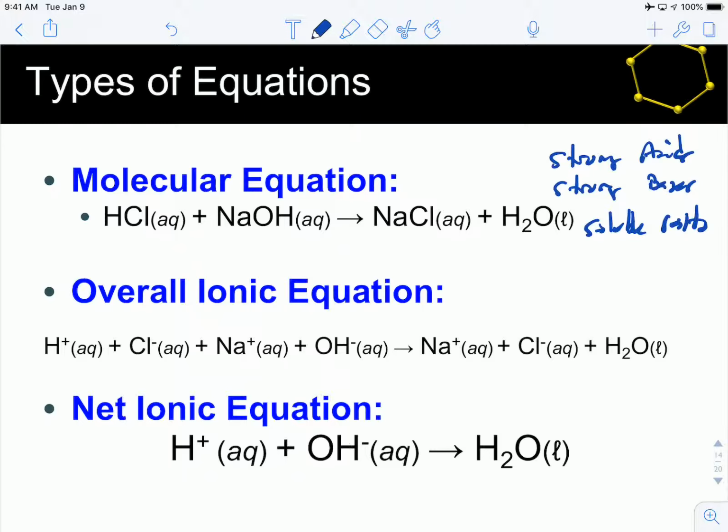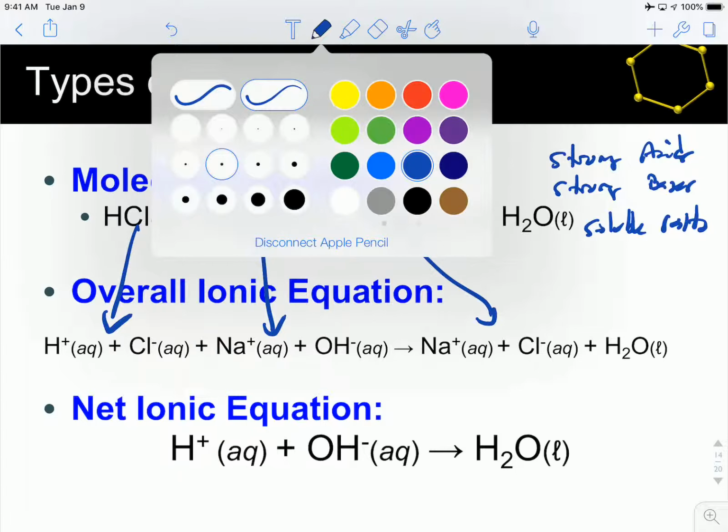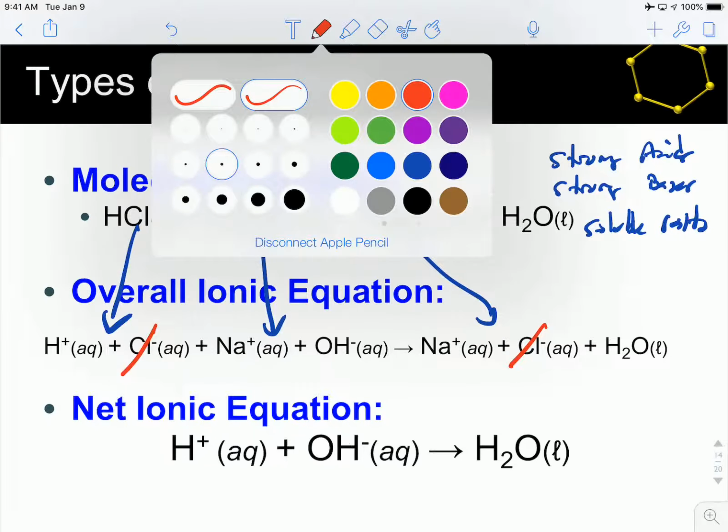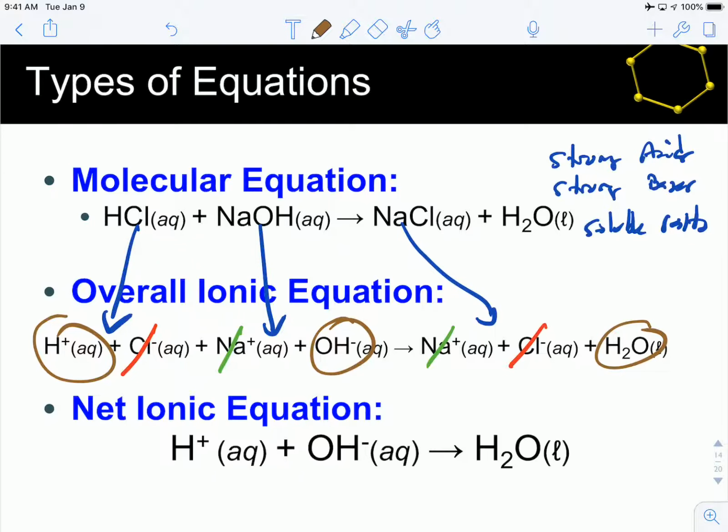So, strong acid, we're going to write it as ions. Strong base, write it as ions. Soluble salt, write it as ions. Water, leave as water. Hence, cancel out anything that occurs on both sides as we did before. Chloride, chloride. Sodium, sodium. What am I left with? I am left with H+ plus OH- gives me H2O, your net ionic equation.